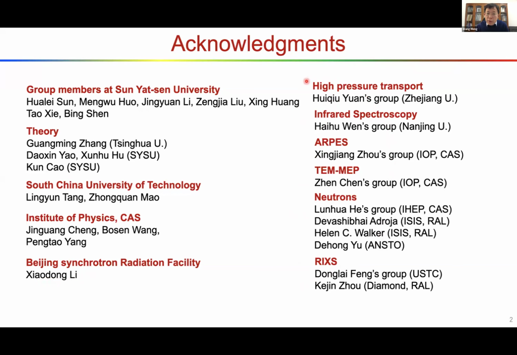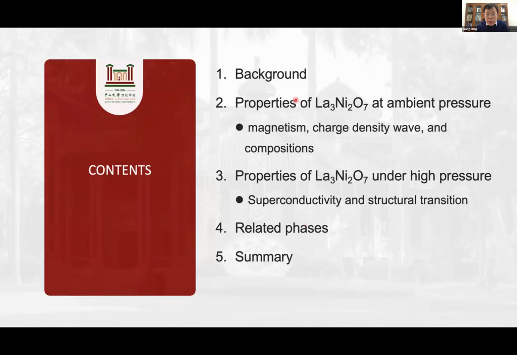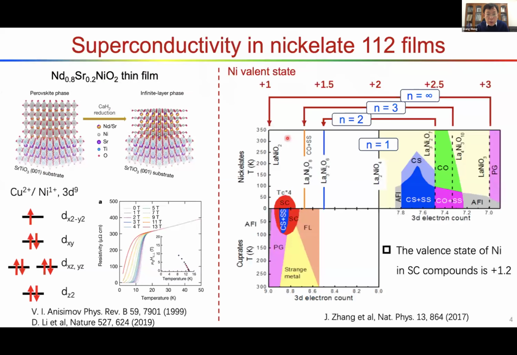Okay, no problem. So currently, we are collaborating with many collaborators. They use different techniques to measure the sample and get some very important results. Some of my collaborators are also invited to attend this workshop, so I will not introduce all the work. That's the outline of my talk. Let me go to the slides.